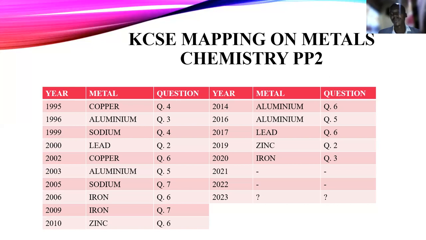In 2023, the probability of metal being tested is 0.97. The probability of it not being tested is 0.03. So to me, there is a high possibility of it being tested in Paper 2 in 2023. So which metal will that be? I'll say it at the end of this topic. I'll ensure that this topic is well covered.